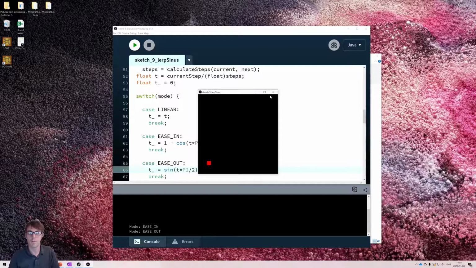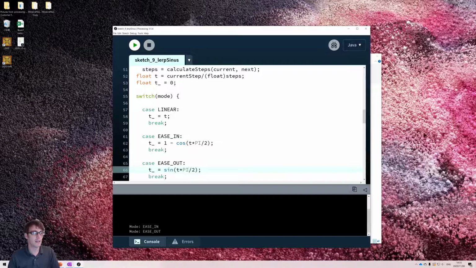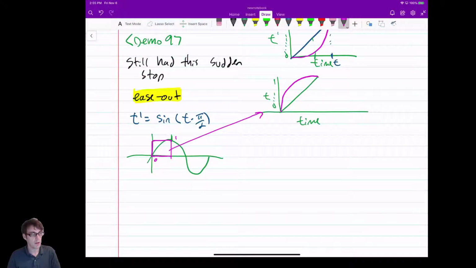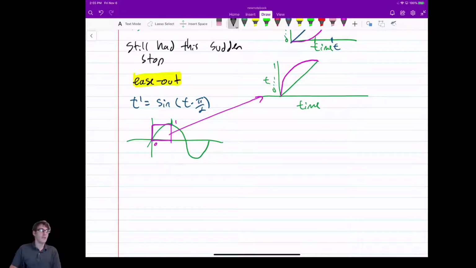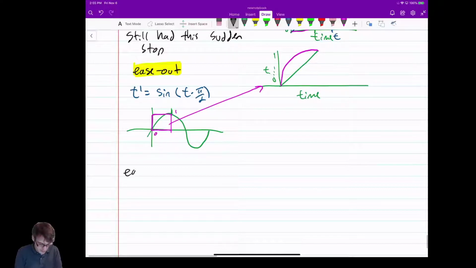Okay, cool. So you're probably guessing, all right, ease in, ease out. How do we combine them? There's a couple of ways you can do it, but I'll show you one really simple way. So let's learn how to do ease in and out all in one go.